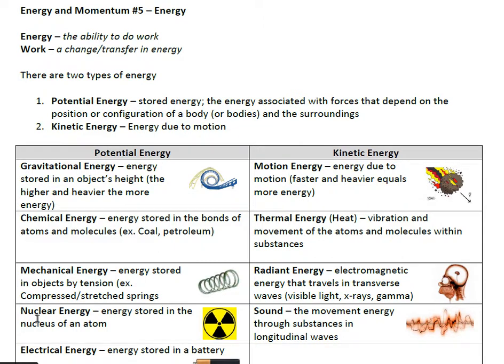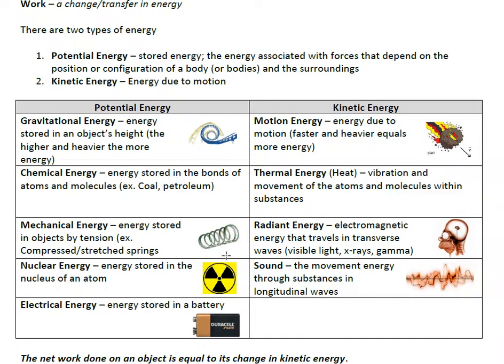Okay, moving along with energy, this is a deeper look at potential energy and kinetic energy. As a recap, you've probably encountered these before. Potential energy is stored energy, so things like gravitational, chemical, mechanical, nuclear, and electrical energy. Kinetic energy is things with motion, so thermal, radiant, sound, etc.